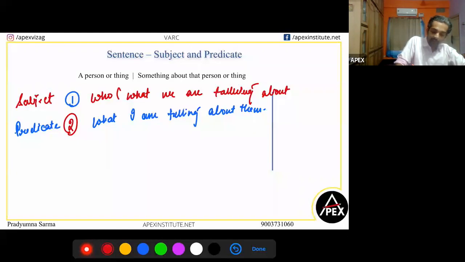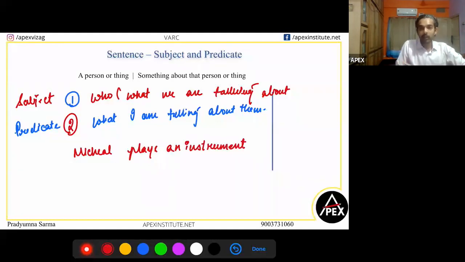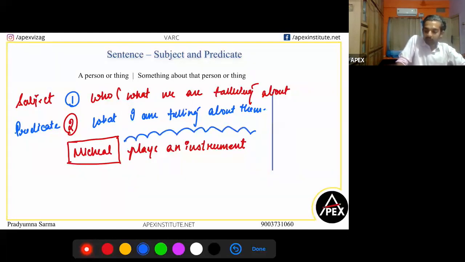Okay? Let me say that Michael plays an instrument. All right. Now, in this sentence, Michael plays an instrument. Can I say that the person I am talking about is Michael? And I am telling you something that Michael does. Am I right? So guys, can you see the one in red as a box is our subject, okay? And the one in blue will be our predicate.